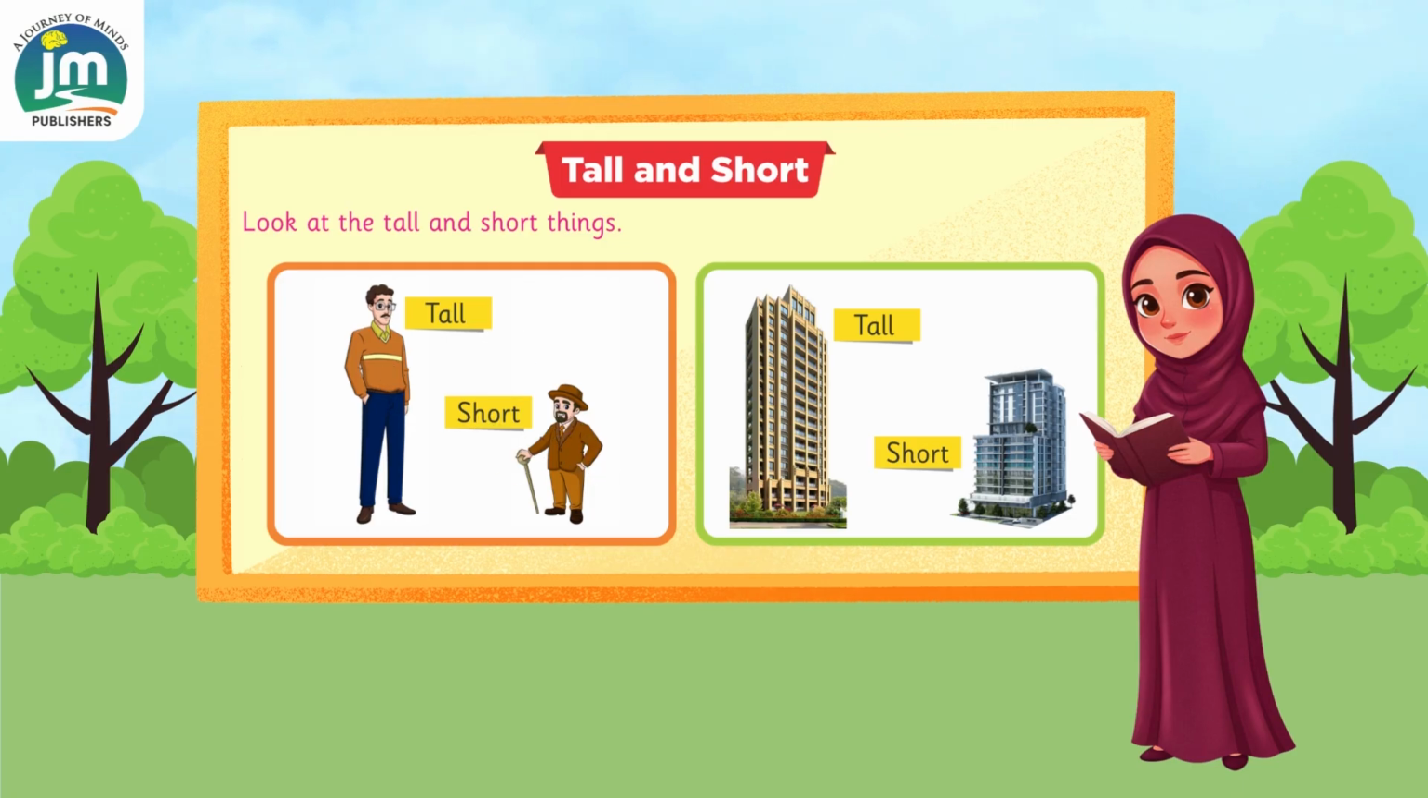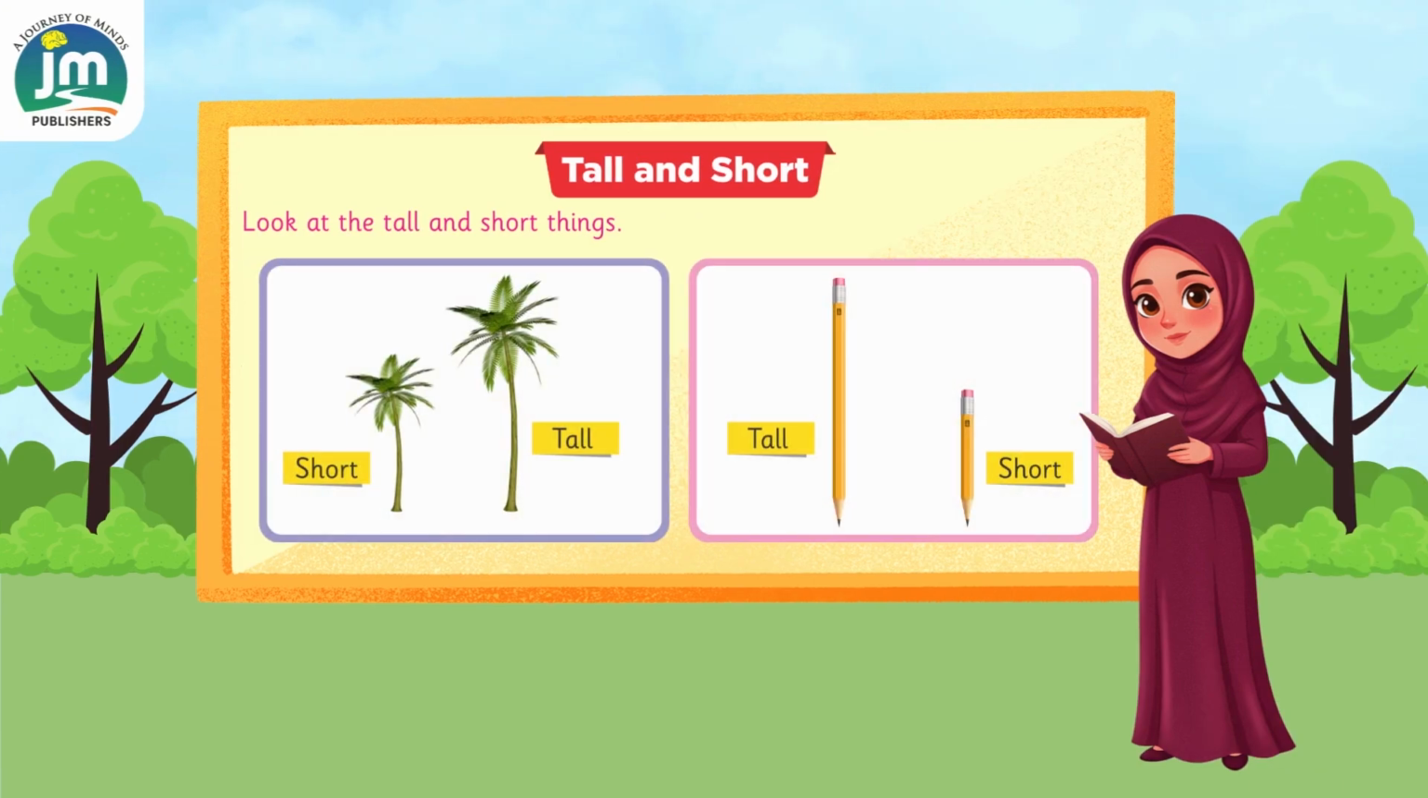Now see the building. This building is tall and this building is short. Look here, this is a short tree and this is a tall tree. Here we have pencils. This pencil is tall and this pencil is short.